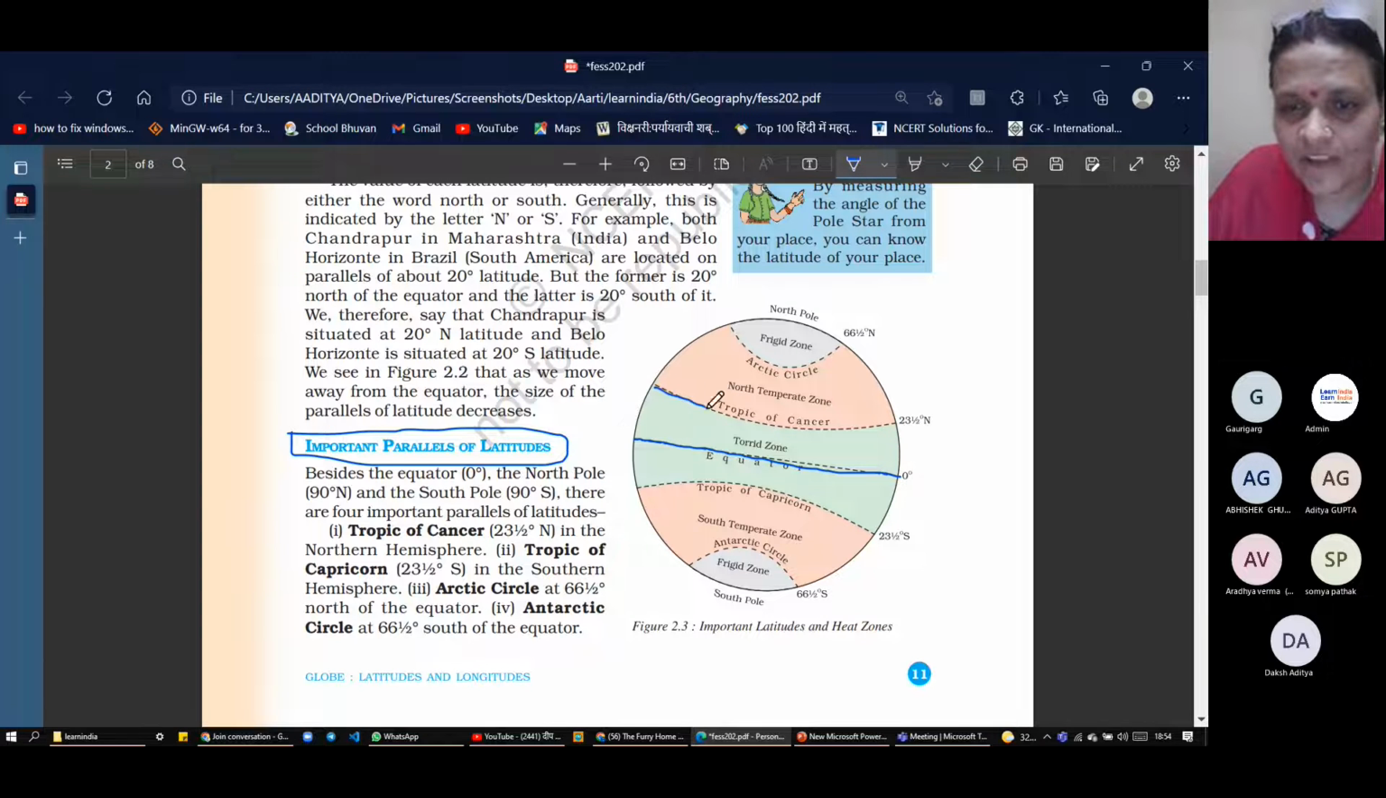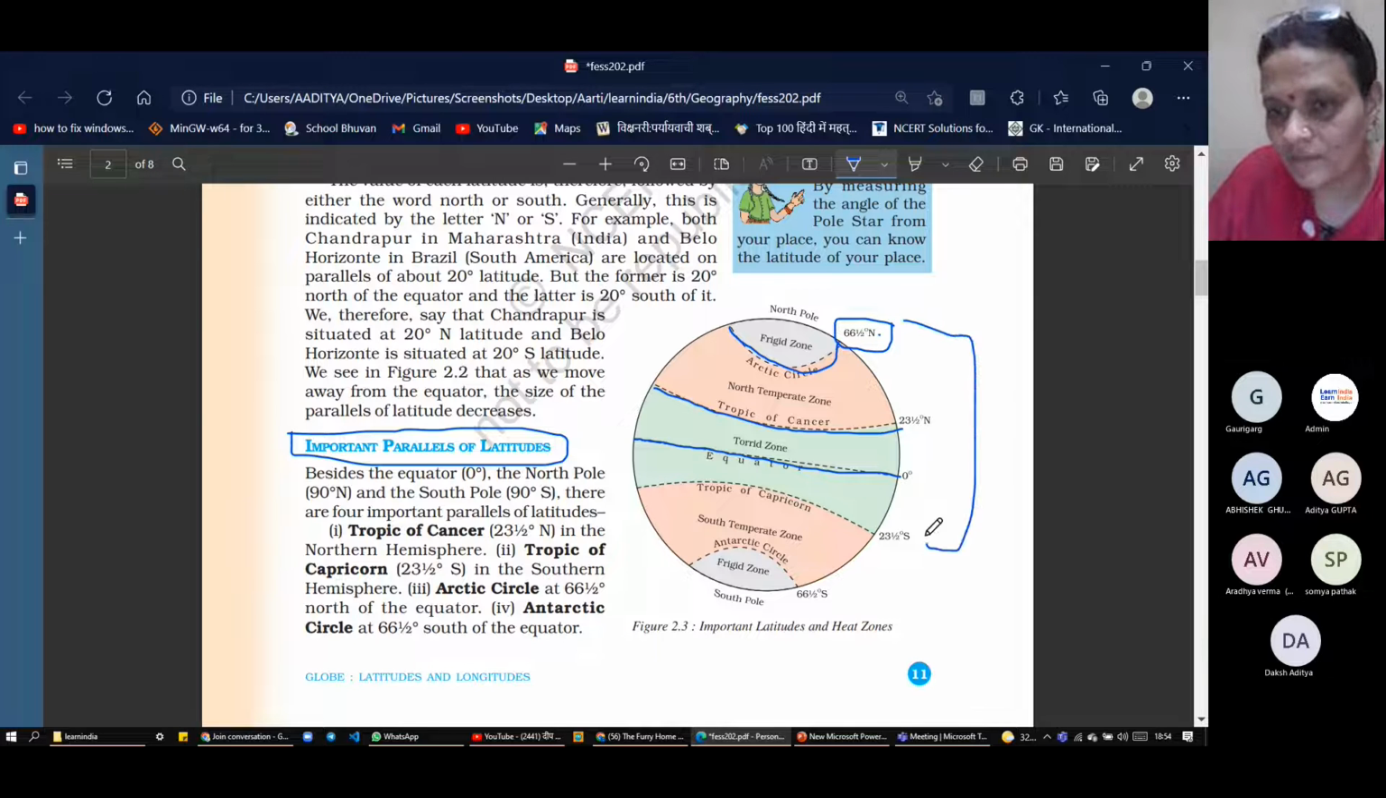This is the Tropic of Cancer. Then comes the Arctic Circle. It is at 66.5 degrees north. Again north because it is in the northern hemisphere. All this is the northern hemisphere.